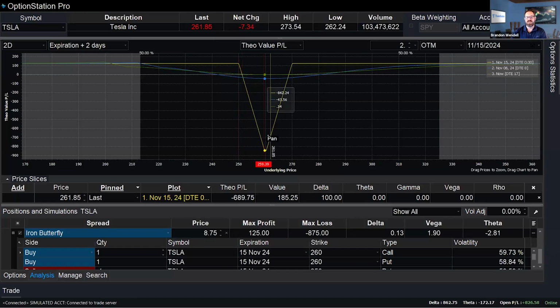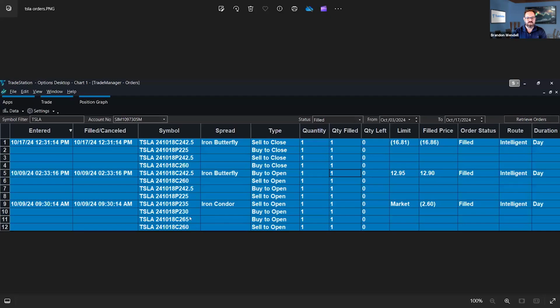So this one was a debit, okay, not a credit. Now, the other alternative, which I did as well, was an iron condor, and that was actually a credit spread, I believe. Yeah, and you can see right here too. Filled price 1290. That means I paid 1290. This shows parentheses filled price 260. That means I was paid 260 for that specific trade. So I received a credit on that one, but I paid on the other.